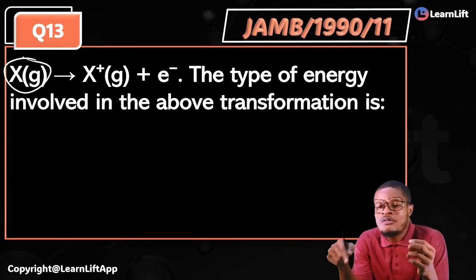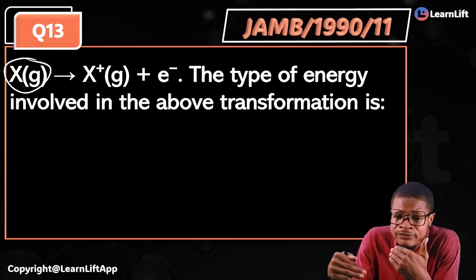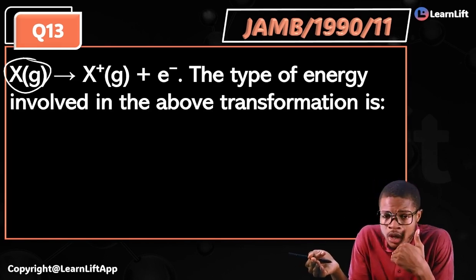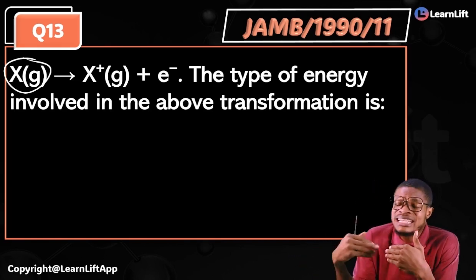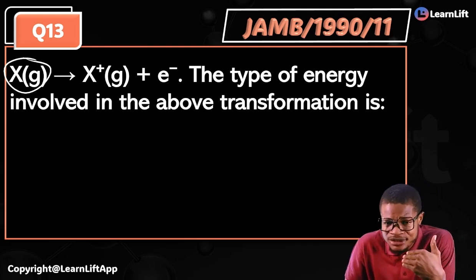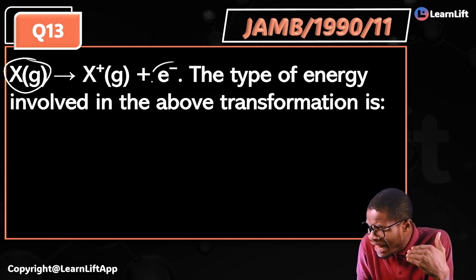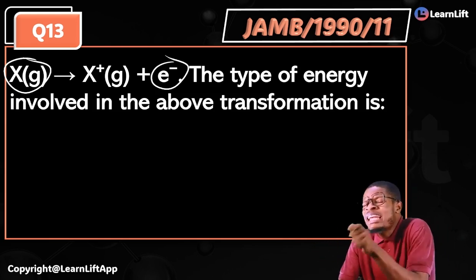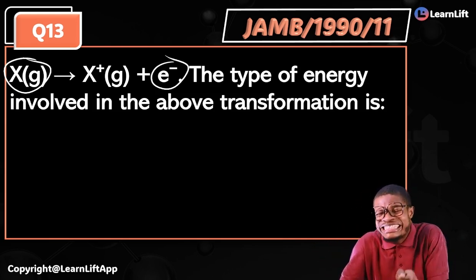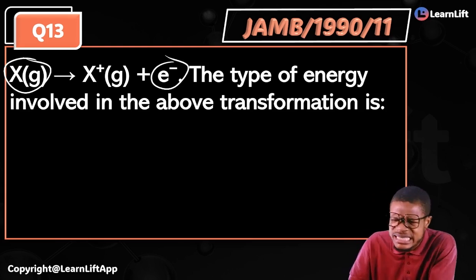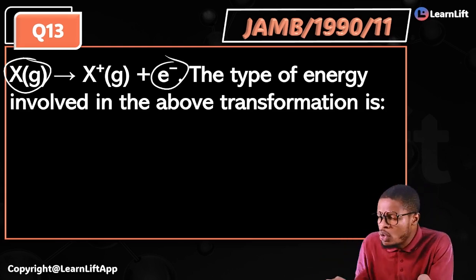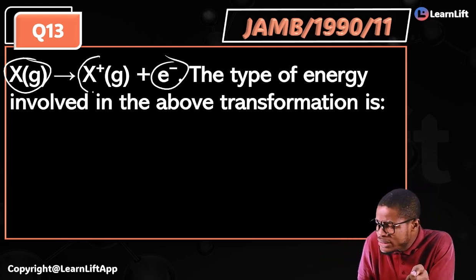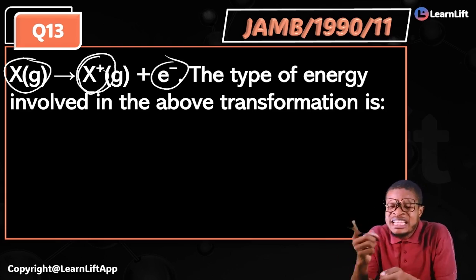Right, X is being converted into X positive plus an electron minus. What do we say ionization energy is? We say that it is the energy that is required to remove an electron, that is your e minus, from a neutral atom or an ion in the gaseous state. And what do we convert it into? We are converting it into a positively charged ion, your X positive.